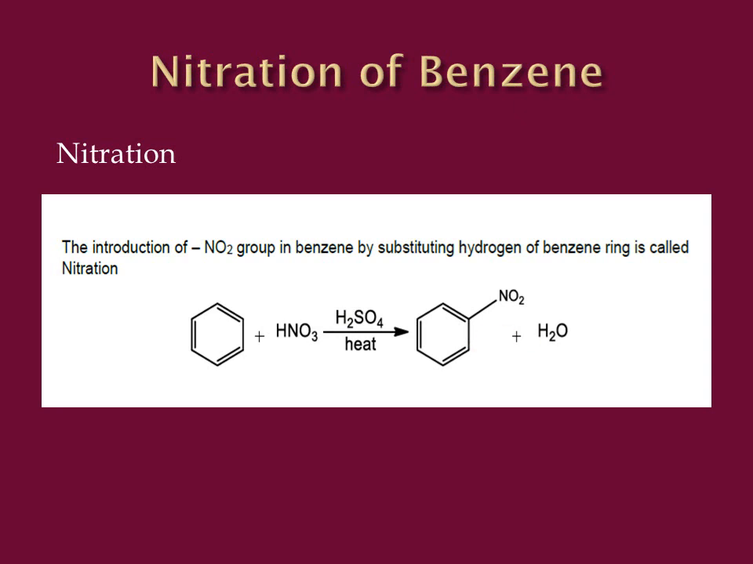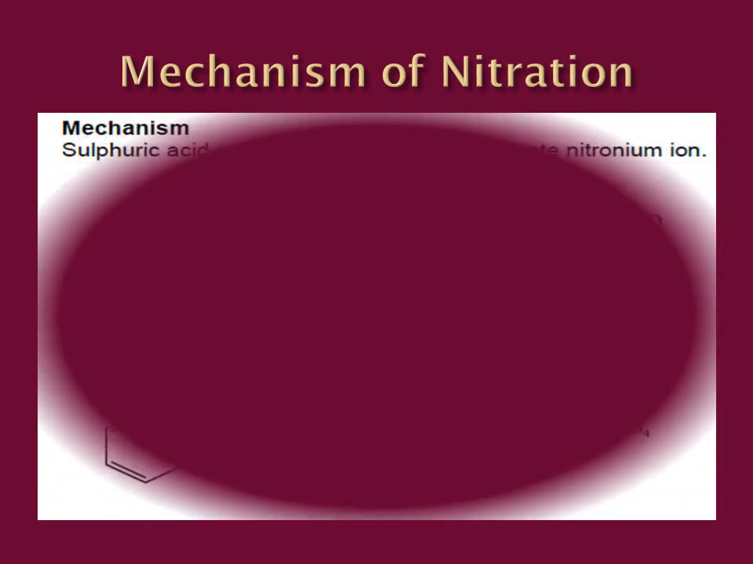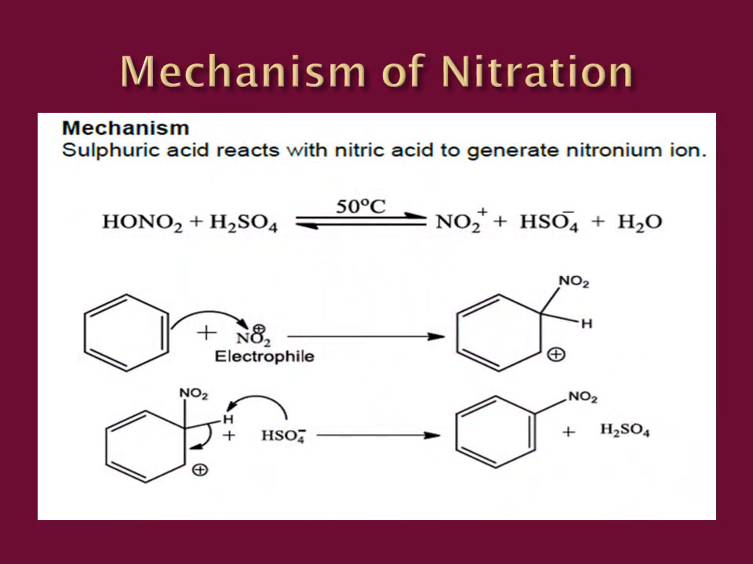Students, as electrophilic aromatic substitution occurs in two steps, the first step is the generation of a strong electrophile. So let us see how we generate a strong electrophile in nitration of benzene. Now students, HNO3 nitric acid is going to react with sulfuric acid at 50 degrees Celsius to give you nitronium ion, NO2 positive, along with bisulfate ion and water. Now this NO2 carrying a positive charge is the strong electrophile.